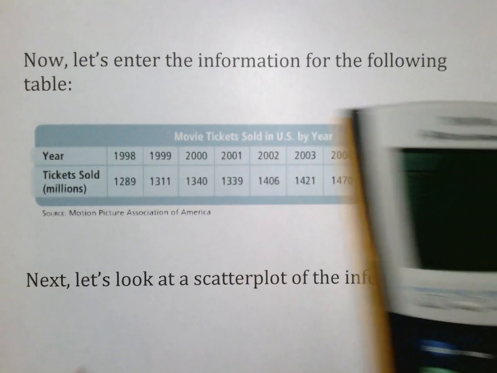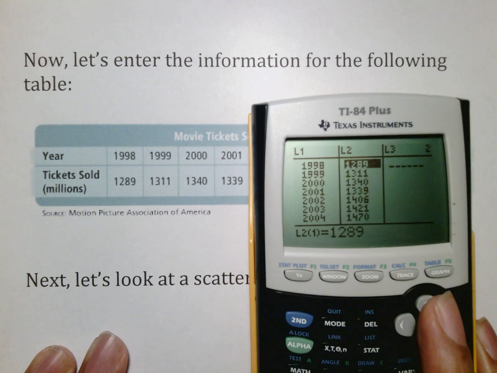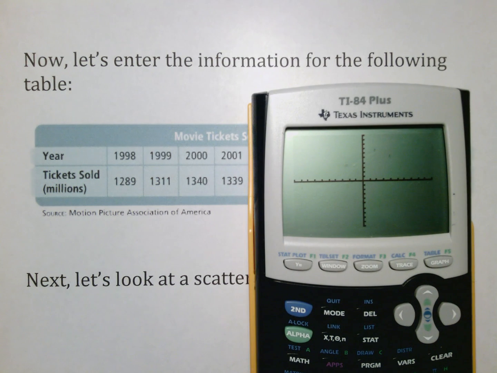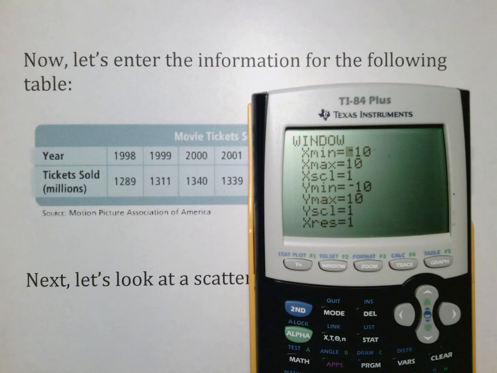Alright, so now that I know everything's there, it says let's look at the scatter plot. And again, this is where some of you got lost, because some of you just hit the graph button and the first thing you said to me was that you didn't know where it was at. The problem is, whenever you go to graph this, it's because your window is not big enough. So the first thing you had to do was make a window.